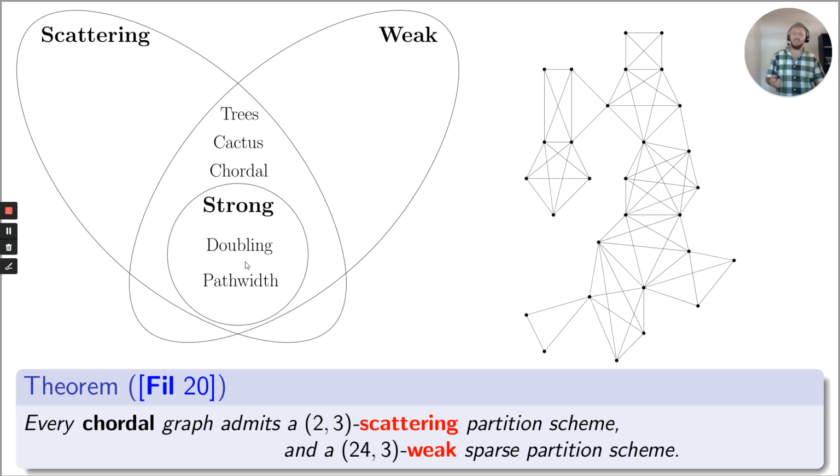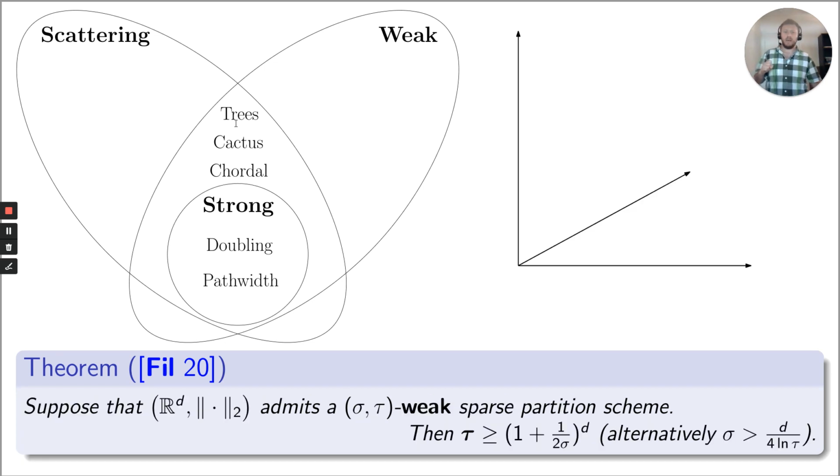So note, for example, it's interesting that you can construct a strong sparse partition for doubling metrics, but not for trees. But actually, there are trees which have unbounded doubling dimension. Okay. And the next family I want to discuss is that of Euclidean space.